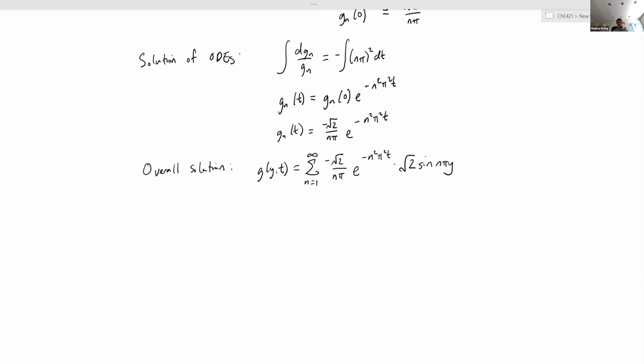Okay. But like I mentioned, the way to actually look at the solution is to go into MATLAB or Excel or whatever code you can do, and then just add together several of these terms and then plot it.